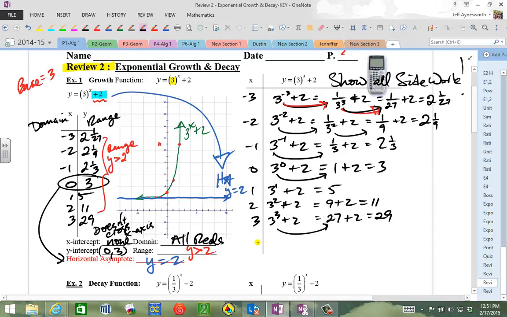Okay? So what you want to do is step it out, show your side work, plot each point really well, and look at what's happening to the function. This plus 2, or whatever's being added or subtracted, affects your horizontal asymptote. It either moves it up, like in this case 2 units, or could move it down if that was a minus sign. And all the y values are bigger than 2 because they're above the line. Not only that, just look at them. They're all bigger than 2, so the range is y greater than 2. That's it. All right, let's try another one.